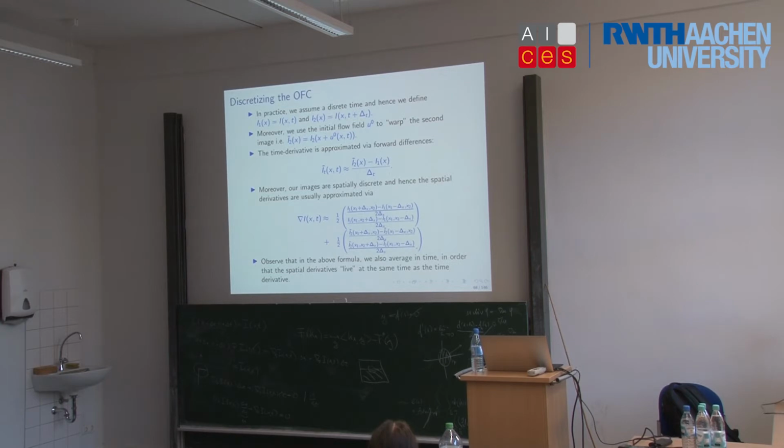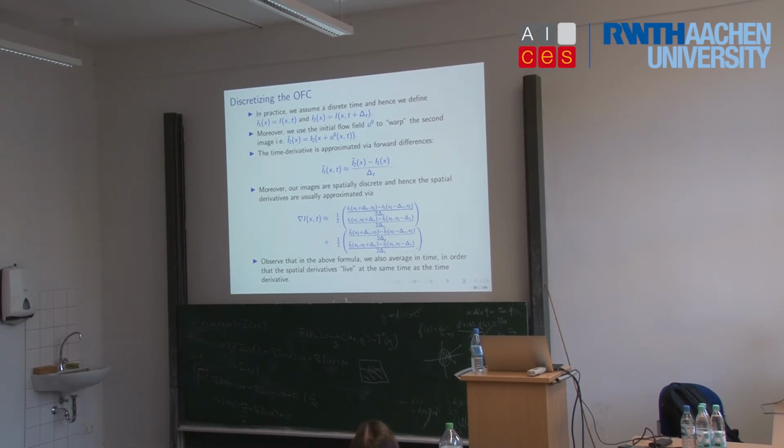And additionally, we are given an initial flow field that can be used to warp the second image. So we define this I2 tilde, which is I2 of x plus U0 of x and t, the pre-warped image. Then we can define the time derivative simply by taking the central differences of the second warped image and the first image divided by delta t.